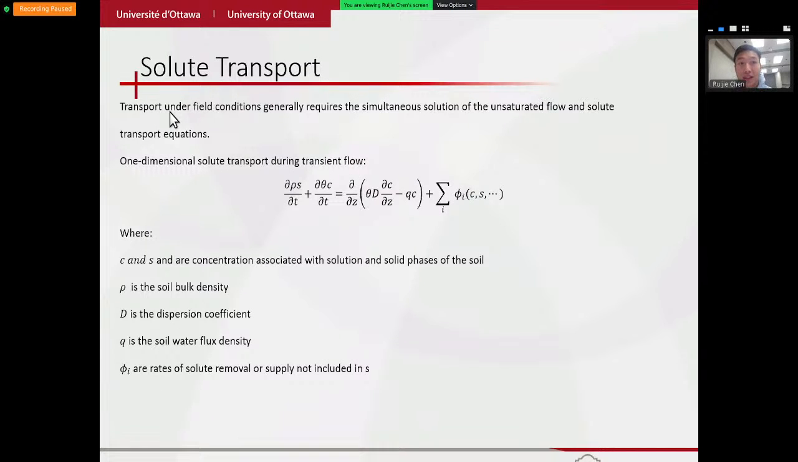But transport under field conditions generally requires a simultaneous solution of both the unsaturated flow and the solute transport. Here I'll give a one-dimensional solute transport during the transient flow. The first term, partial S over partial t, is the exchange rate between the solid phase and the water. The middle term is the adsorption term, and the last term is the sinks and sources.